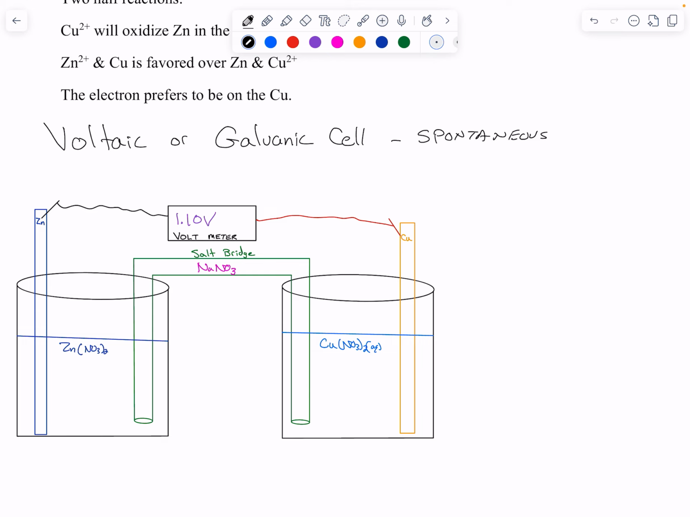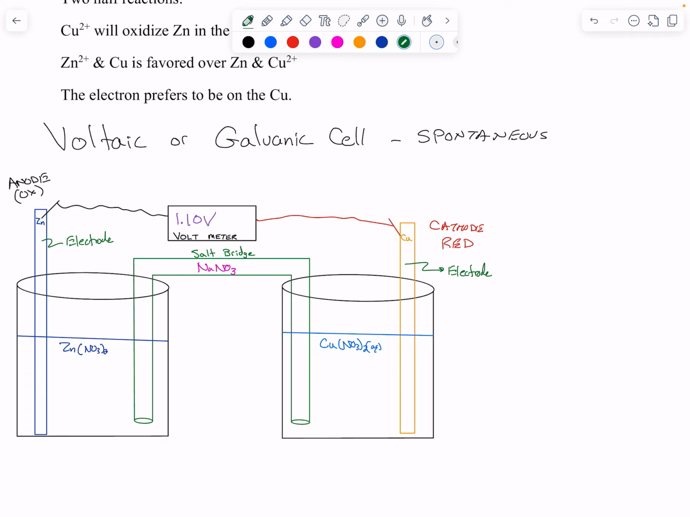On the left here, we have the anode, which is oxidation, and over here, we have the cathode, which is reduction. Now, electrodes: that would be an electrode, and this is also an electrode. Those would be the zinc metal and copper metal, respectively.